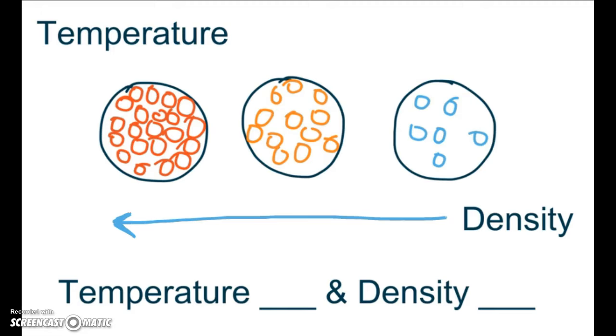So in the example on the left, the red particles, the highest density, that would also be the lowest temperature. The orange particles in the middle would be medium temperature, and the particles on the right-hand side would be the highest temperature. So when the temperature increases, you're adding energy, but the particles move faster and they spread further apart. So as the temperature increases or goes up, the density goes down. The particles will become less dense.